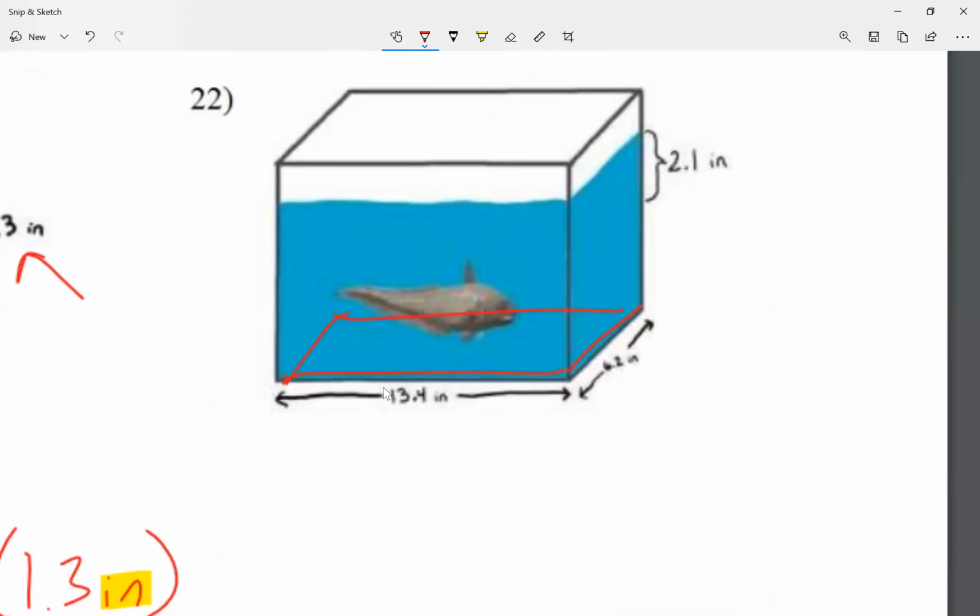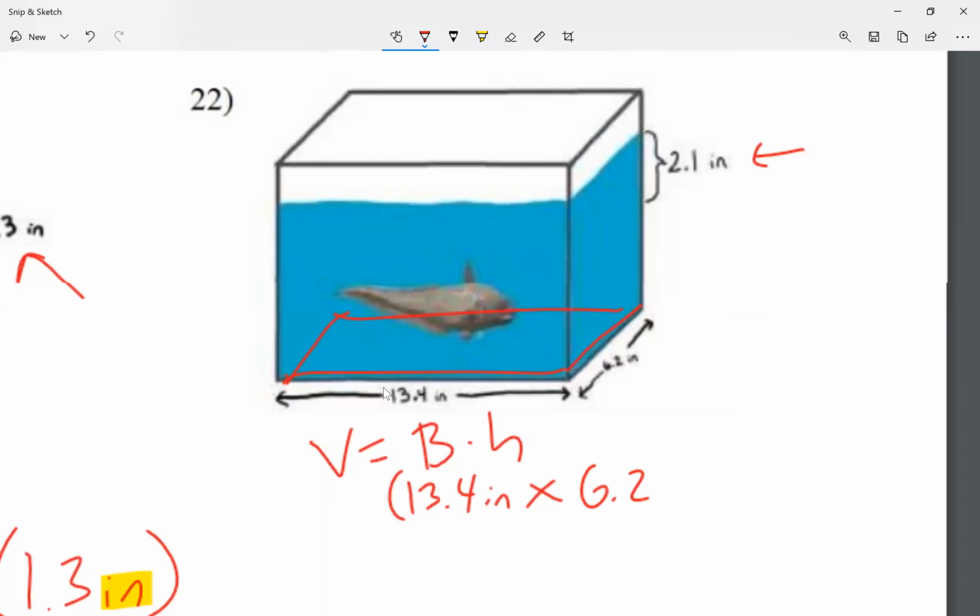And the height difference is 2.1. So that fish, again, is not measured to scale. If I wanted to know what the volume of that fish is, I'm going to do area of the base times the height. So I will go 13.4 inches times 6.2 inches. That's the area of the base. The height is 2.1 inches.